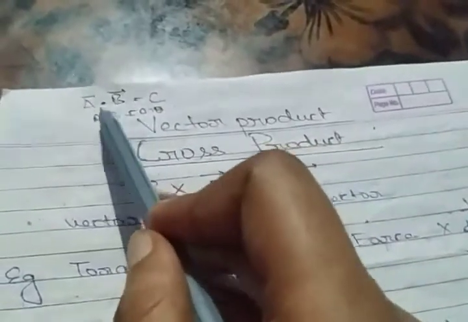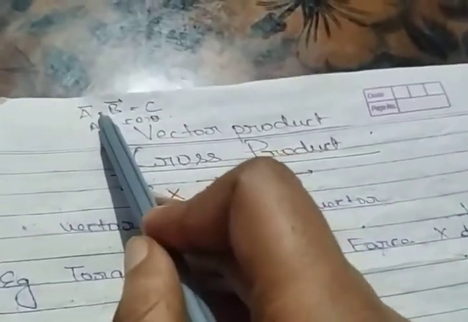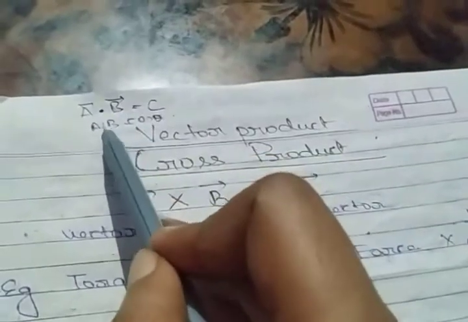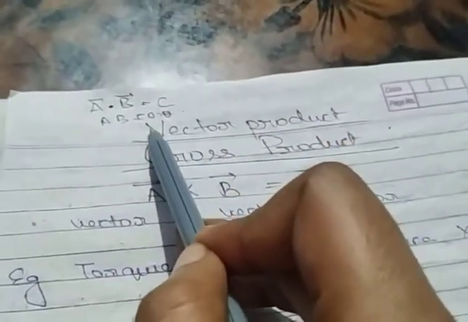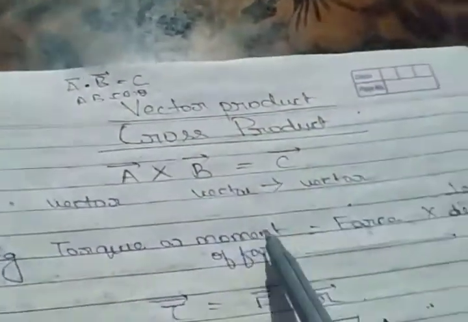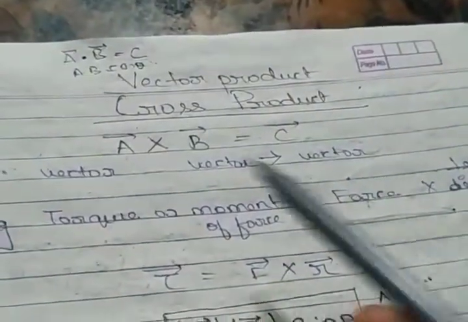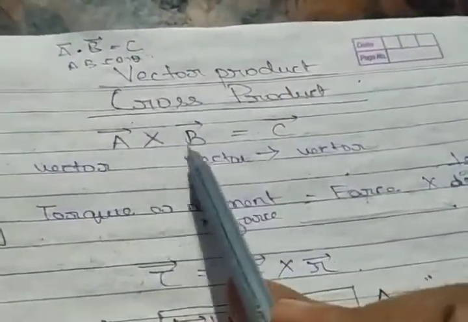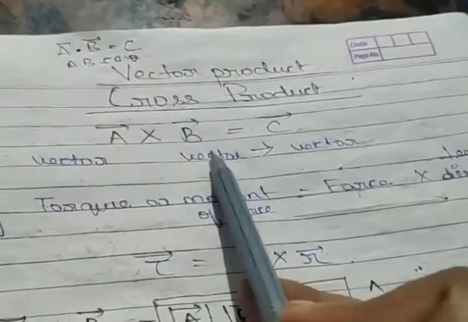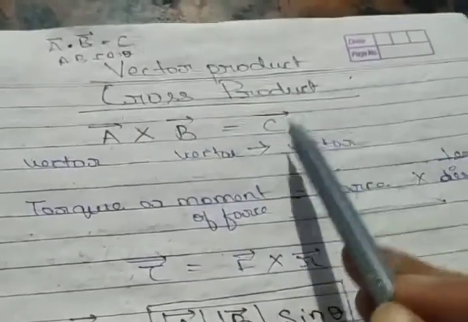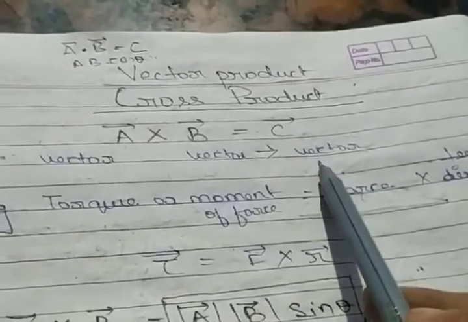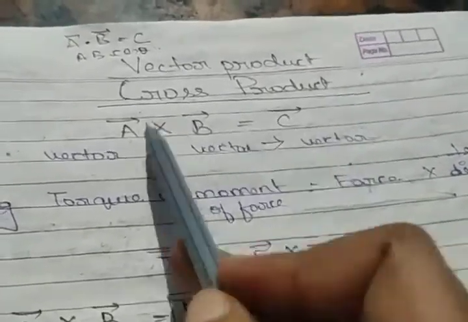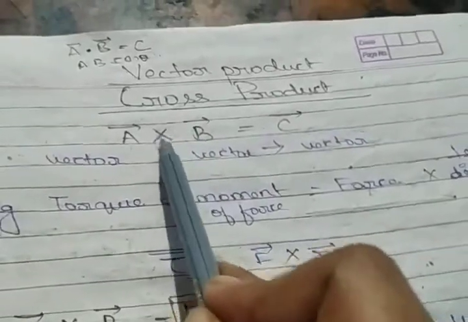In this case, what happens? There are these two vectors and there is an operator dot, which means A's magnitude, B's magnitude and cos of theta between them. It is giving me only the magnitude term, that is a scalar term. What is vector product? In a vector product, we take two vector quantities and multiply them to get a quantity which is also a vector. Since it is giving me a vector, that is why we call it vector product. The operator which is used is known as cross.